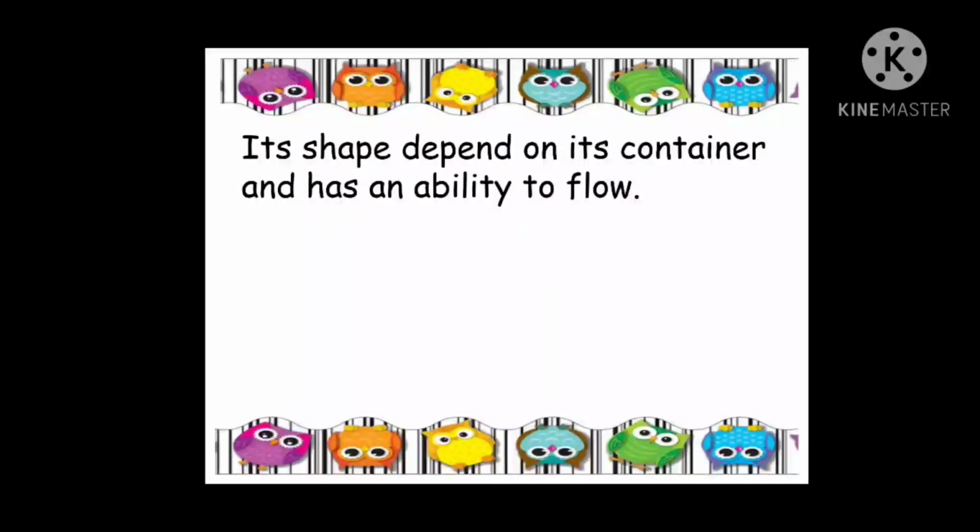Each shape depends on its container and has an ability to flow. What it is? A. Solid. B. Liquid. C. Gas. The correct answer is letter B. Liquid. Liquid depends its shape on its container and has an ability to flow. Number 4.